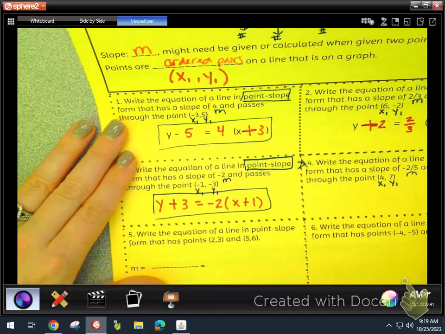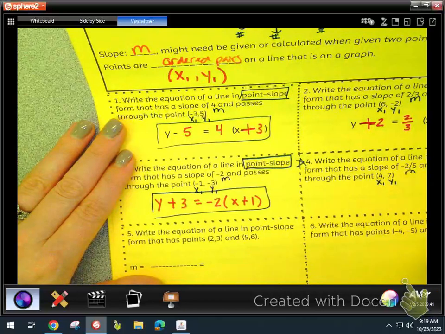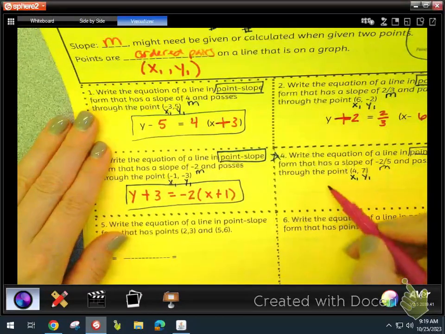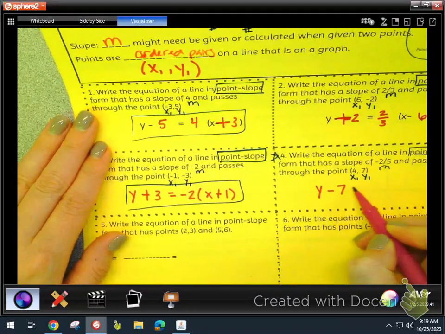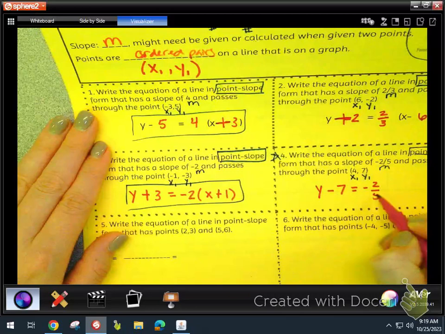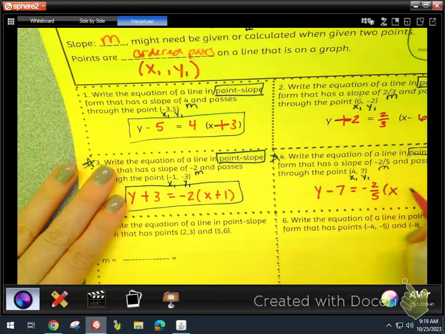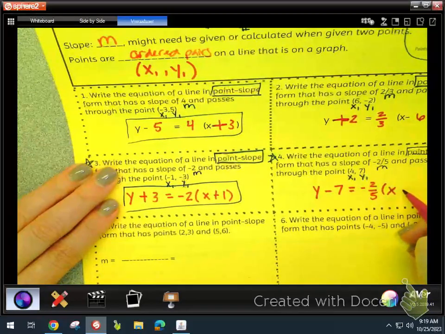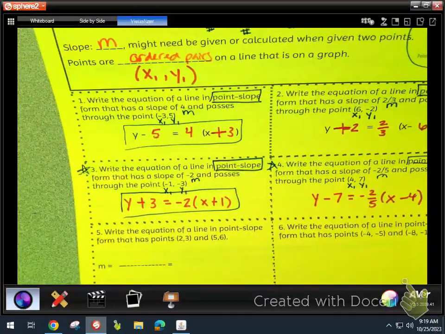All right, try 4. Put your labels. We're going in point slope form. That's important to pay attention to because we don't want to do more work if we don't have to. So how do I start my point slope form? y minus 7 equals -2/5, and then parentheses, x minus 4. Very good. -4. That is our slope, point slope form.